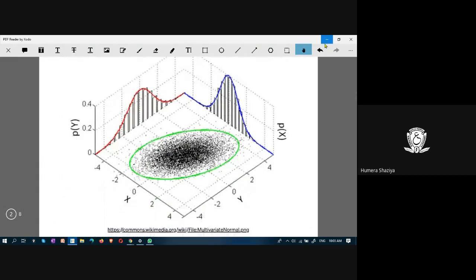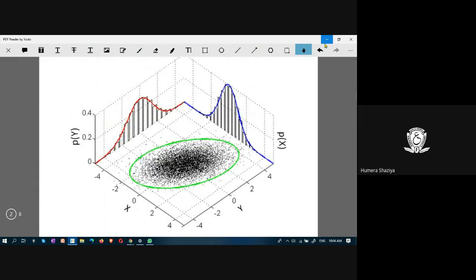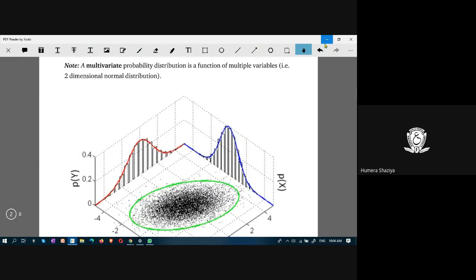This is the figure that illustrates a multivariate sample. We see here, this is P, probability of Y, this is probability of X, this is sampling of two variables X and Y. A multivariate probability distribution is a function of multiple variables. That is a two-dimensional normal distribution. Whenever you have a bell-like curve, it is a normal distribution.